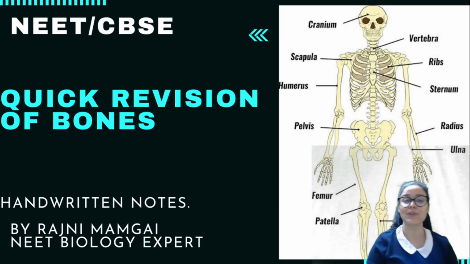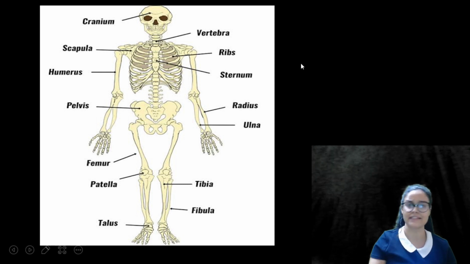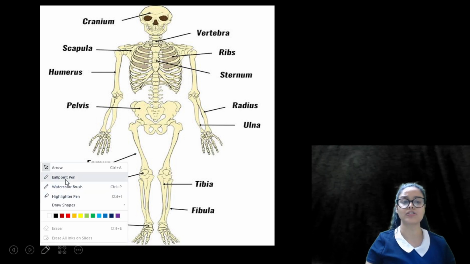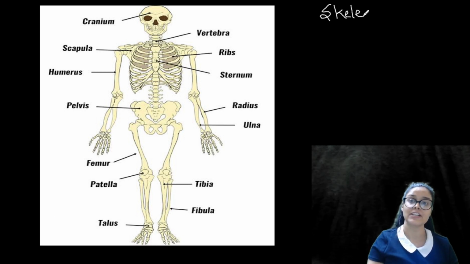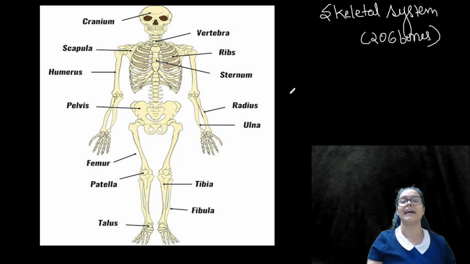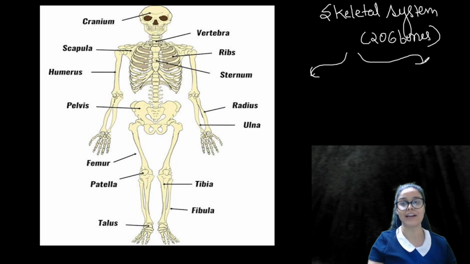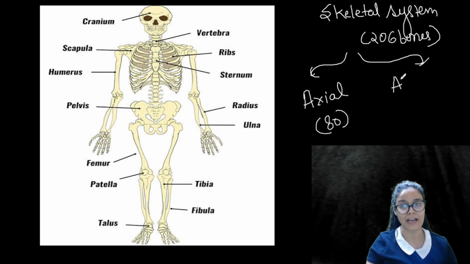So let's see a quick revision of the bones, right? We can see this whole skeletal system. When we talk about the skeletal system, we know that in the adult skeletal system we have 206 bones, that you have to remember. And yes, the skeletal system is divided into two parts. One is axial, which has 80 bones, and obviously appendicular.